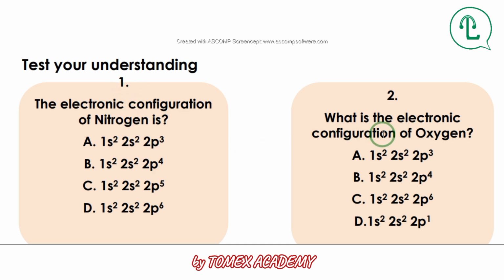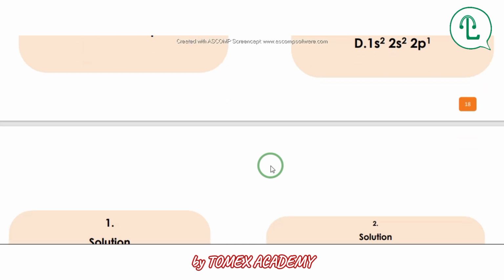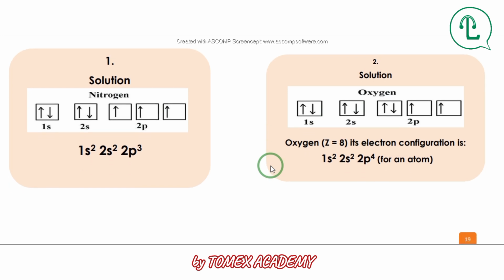Then question 2, what is the electronic configuration of oxygen? Electronic configuration of oxygen, we've done this. How many electrons are present in an oxygen atom? That's the first question you should ask yourself. Then, if you don't know the answer to this, you have the solution here.